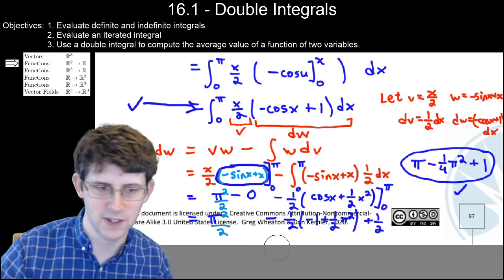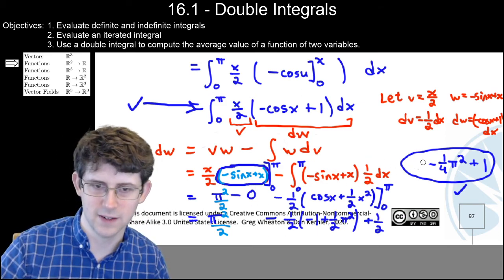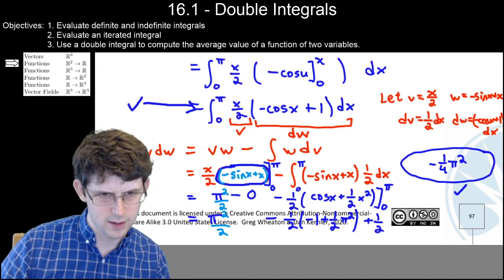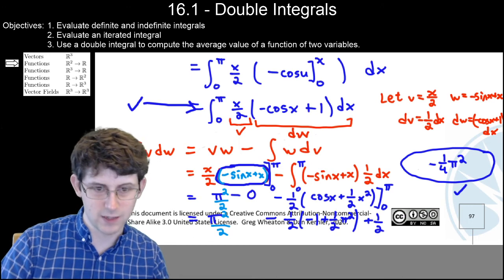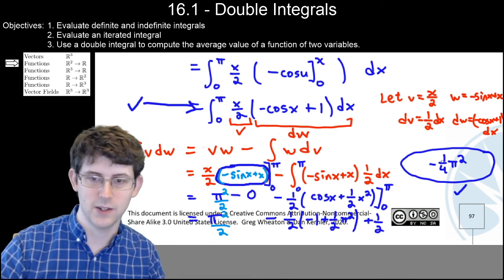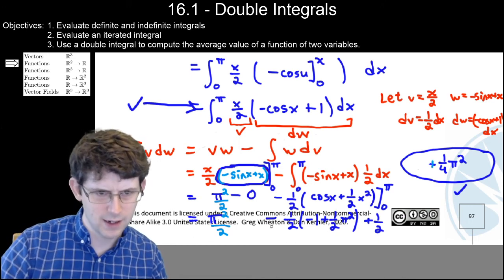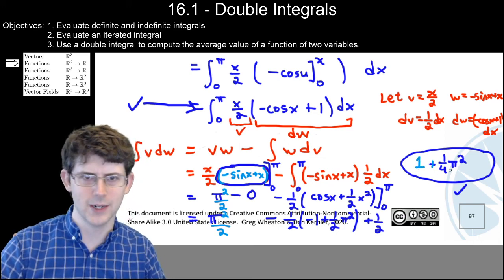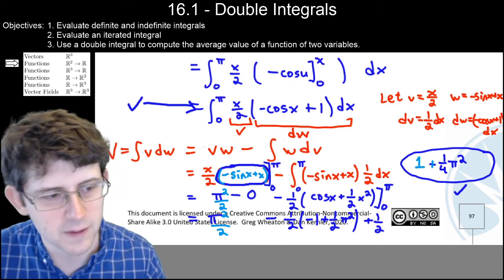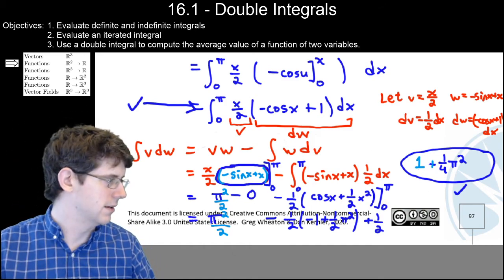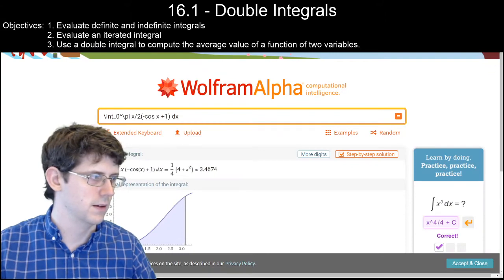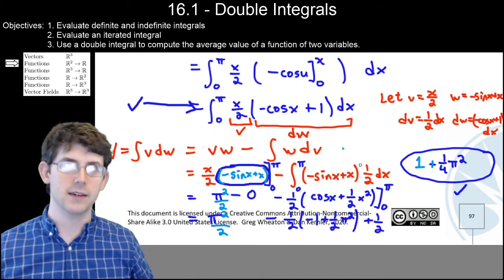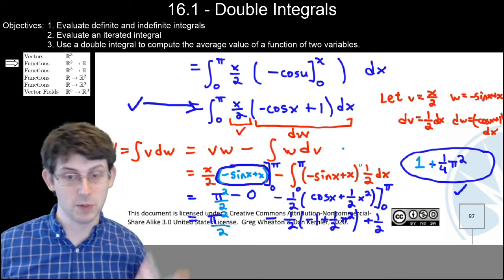Is that sufficiently different to give me a really different answer? I still get minus a fourth pi squared. Oh, but I have minus a fourth pi squared plus a half pi squared. So that's plus a fourth pi squared. And then I still have plus a half. So now I have 1 plus a fourth pi squared, which I think is the answer that we got from the computer. Yes.